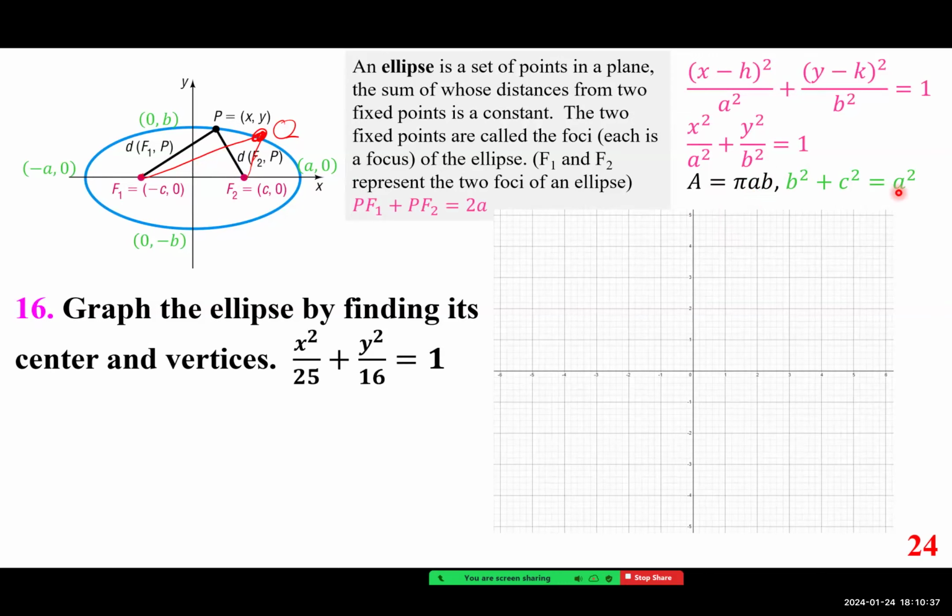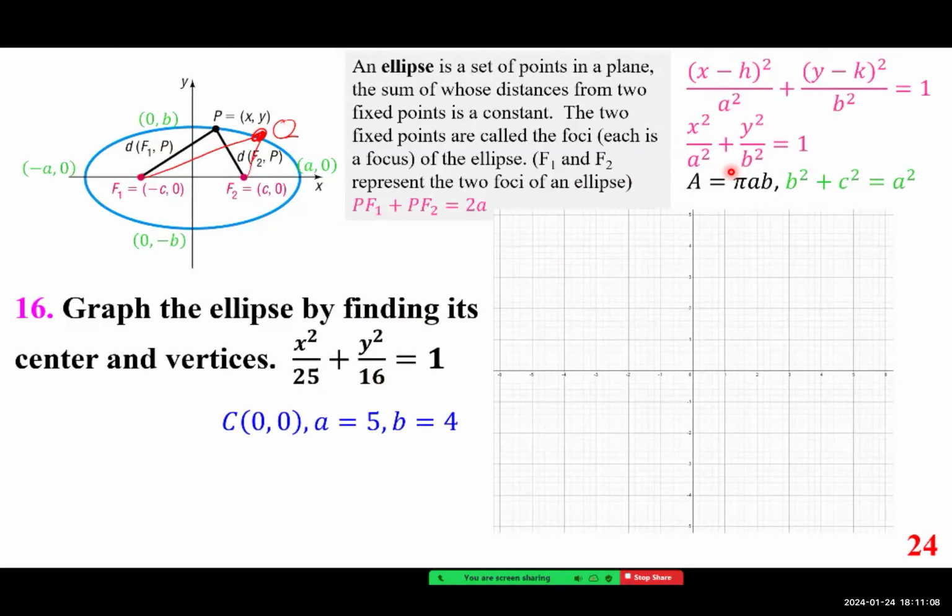Now, if it's elongated along the y-axis, the b value is larger than that. By the way, in some texts, they may change them and keep the a as the larger one. I suggest you keep the a under the x and b under the y always. So with this being the case, when you compare, you notice the center is located at 0, 0. a squared is 25, so a is 5. b squared is 16, so b must be 4.